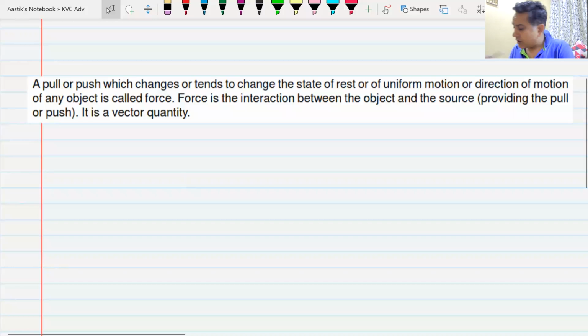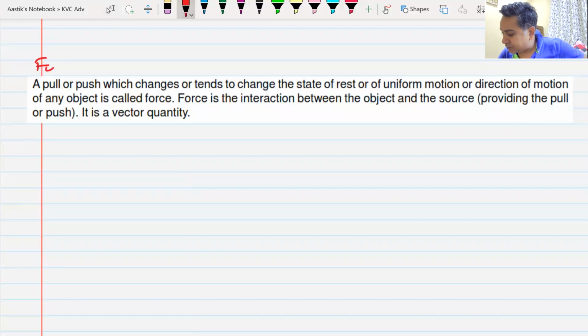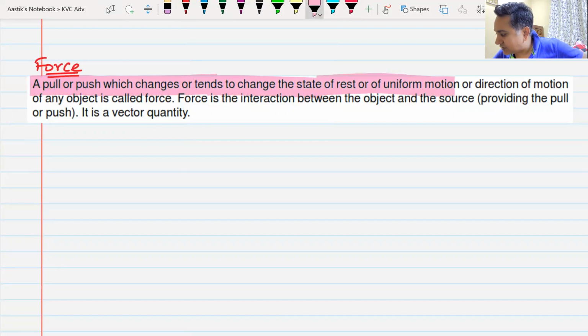Mass into acceleration. A force, you might have heard, is a push or a pull. Yes or no? A force is a push or a pull which changes or tends to change the state of rest or state of uniform motion, or it changes the size, shape, or the structure or the orientation of the object. Do we understand this? The force can do any of these things. If you push something, it will change the state of its rest or motion, or it can change the size or shape of a body.